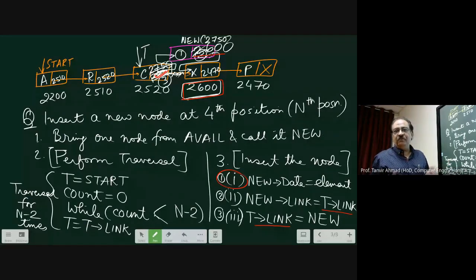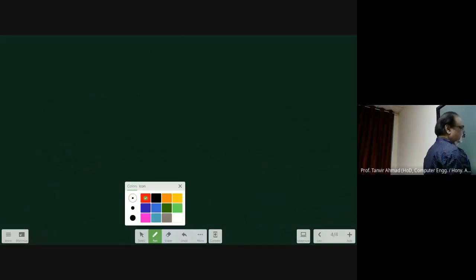Now this is by position. Suppose I want to insert a node after say some name. Now let us try to do it, and you have to just modify the algorithm a bit to get that. Now let us see this scenario. Now I have like this.